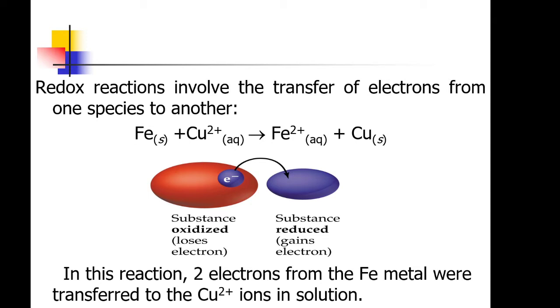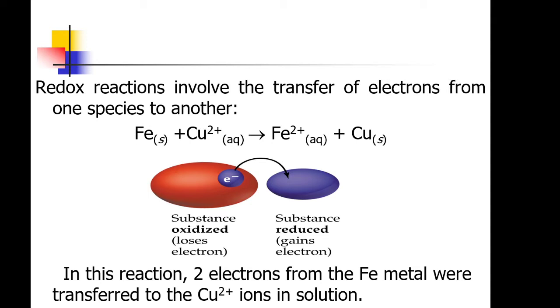All right, so we're going to look at redox reactions, and what redox stands for is reduction oxidation reactions. In these reactions, there's a complete transfer of an electron from something to something else. In our example here, we've got iron solid and copper 2 aqueous, yielding iron 2 aqueous and copper solid.